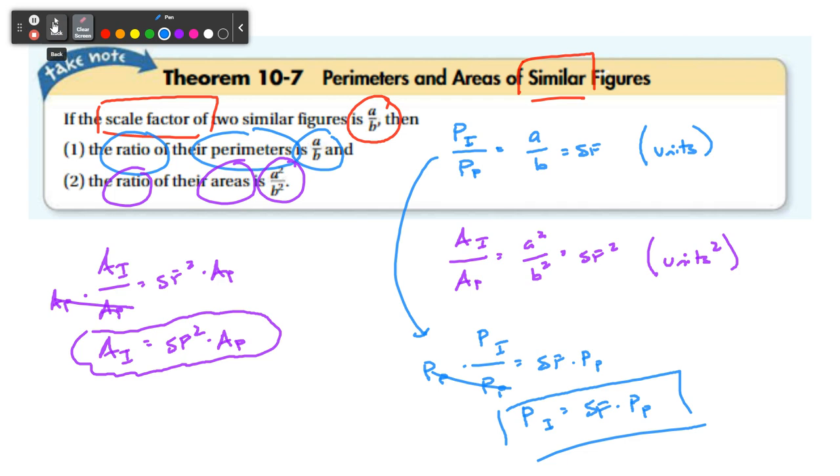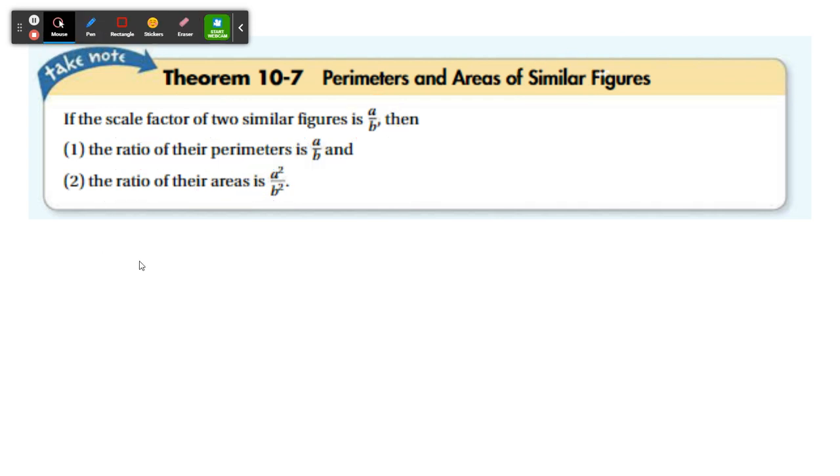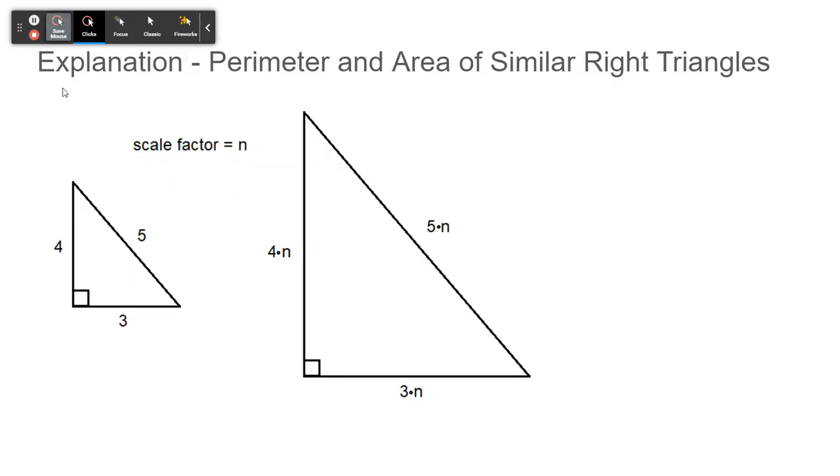Let's take a look at an example, an explanation. Why does this work? Let's look at the perimeter first. We have two right triangles here. Notice that the scale factor is n. Each side of this 3, 4, 5 triangle is multiplied by n. Let's use this as the pre-image and this as the image.